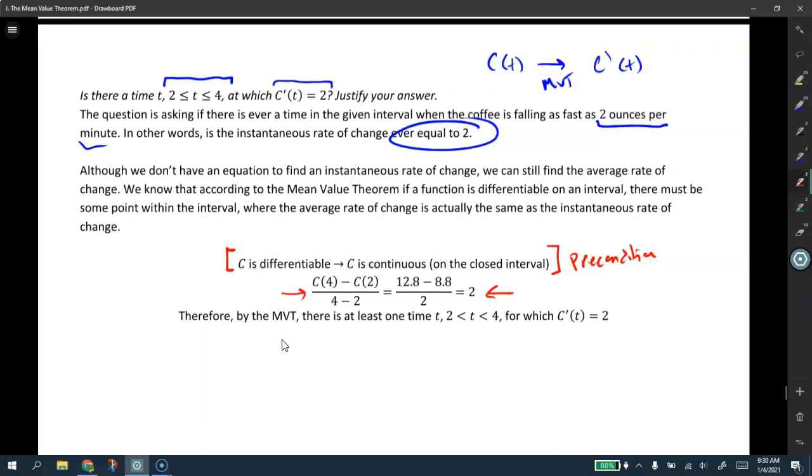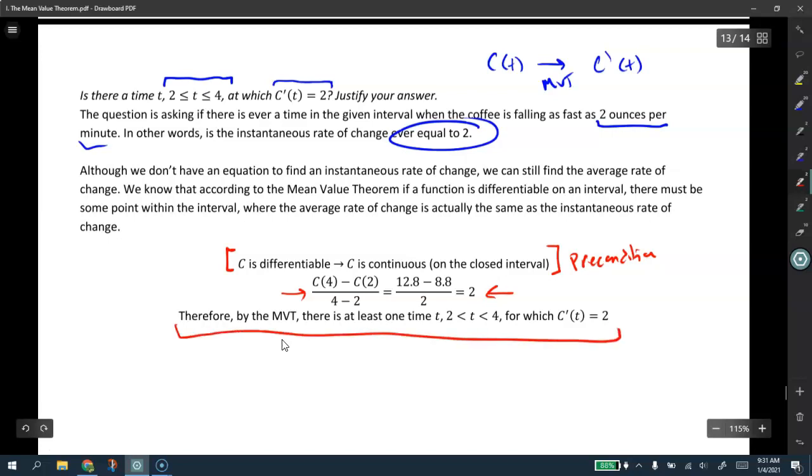So C of 4 minus C of 2, divided by 4 minus 2, as I just showed you, those numbers are 12.8 and 8.8 respectively, and so you end up with an answer of 2. So you go ahead and write out a concluding statement. You write down, therefore, by the mean value theorem, there is at least one time in the interval 2 to 4 where the derivative is equal to 2.